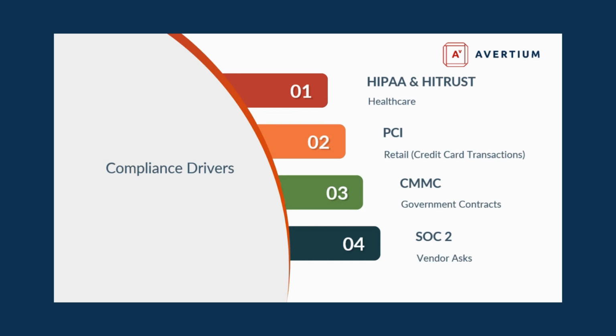We work with FFIEC, just general NIST, et cetera, et cetera. But for the purposes of this exercise, I just wanted to call out some alignment with folks in the healthcare space, how this pertains to HIPAA and HITRUST, to PCI for anyone taking credit card transactions, CMMC for those that have government contracts, the DoD, and then SOC 2, which is usually brought about because a vendor or someone you're doing contracting with is saying, hey, you need to do a SOC 2 Type 2.